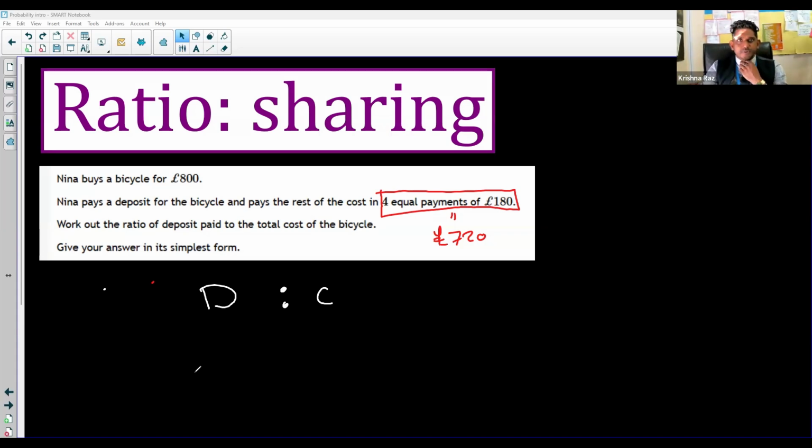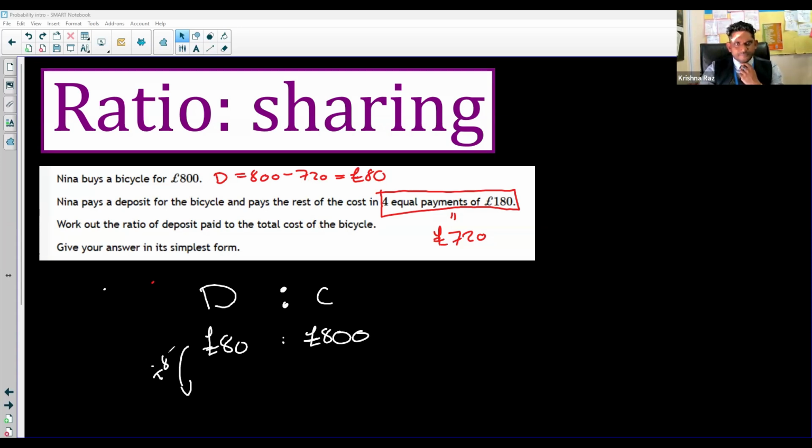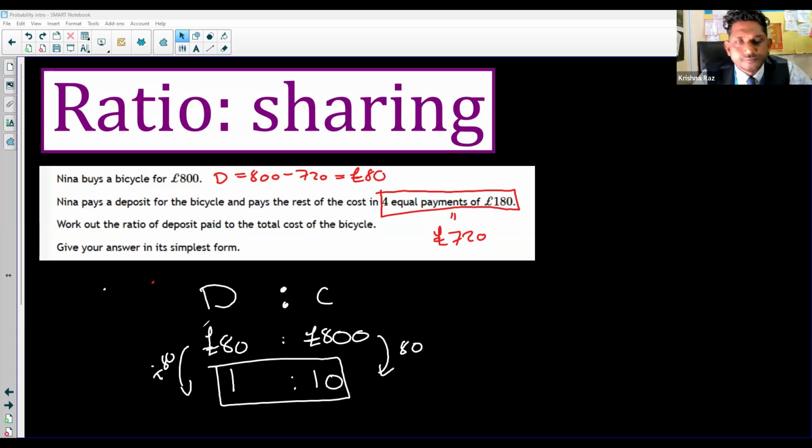So the deposit must be 800 minus 720, which is 80 quid. So the deposit Nina's given is 80, and the total cost was 800. Now we just have to divide by 80, and we can see that the deposit to the cost is 1 to 10. Job done.